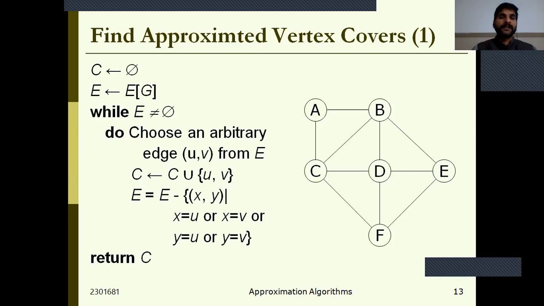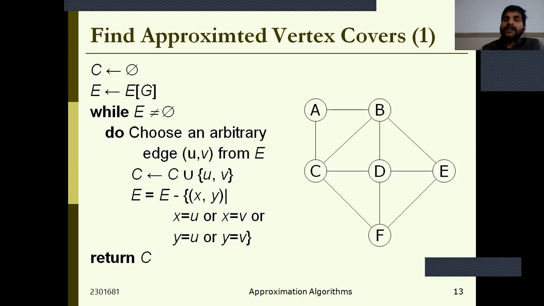So find the approximation cover in this example like that. C equals phi, E is the set of edges of G. While E is not equal to phi, choose an arbitrary edge (u, v) from E. C equals what we initialized as phi, and we keep taking the union with {u, v}, and E equals E minus all edges (x, y) where x equals u or x equals v, or y equals u or y equals v. This is the algorithm of vertex cover.